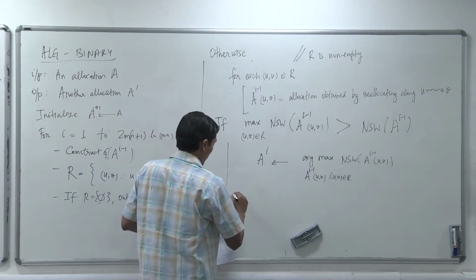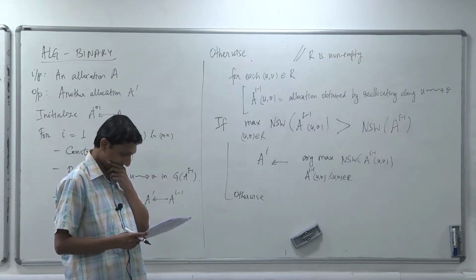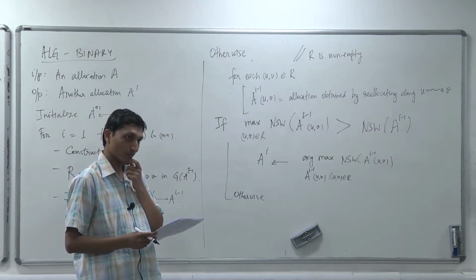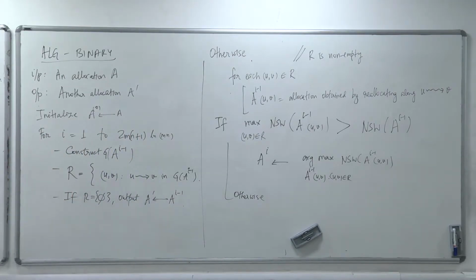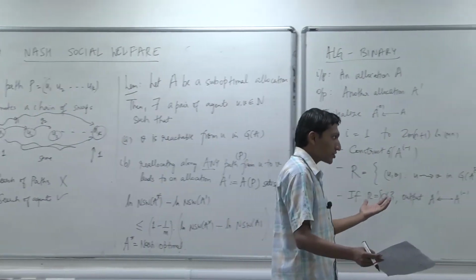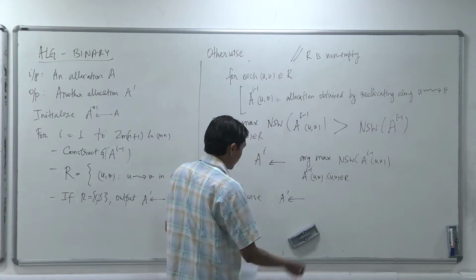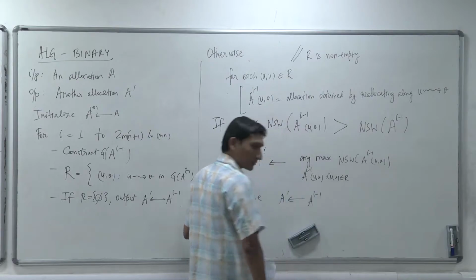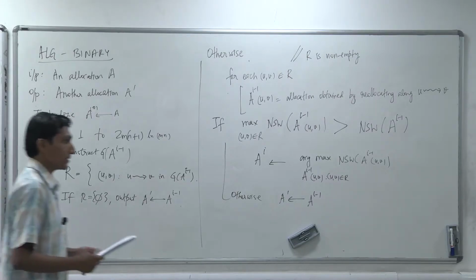And if it does not give an improvement, otherwise, what do I do? I have reached an optimal allocation. As long as I'm at a suboptimal allocation, I have to have an improvement there. If I fail to have an improvement, then I must be at the optimal allocation. So now A prime, the final output, is A_{i-1}. That's the algorithm.